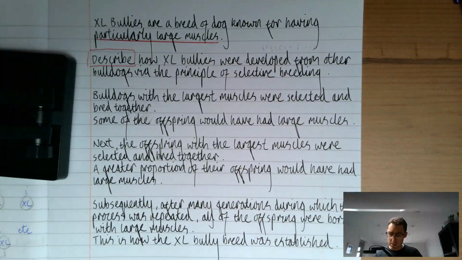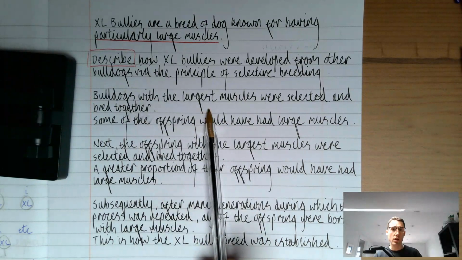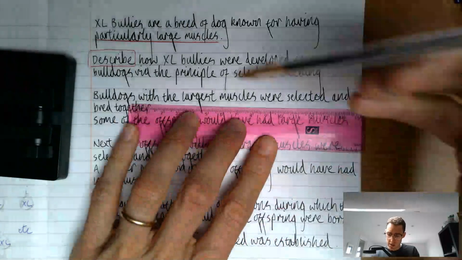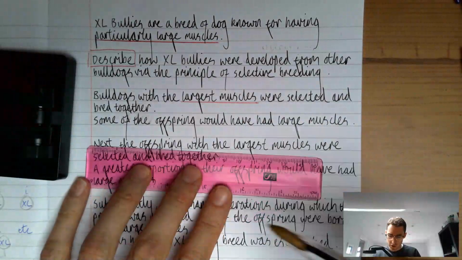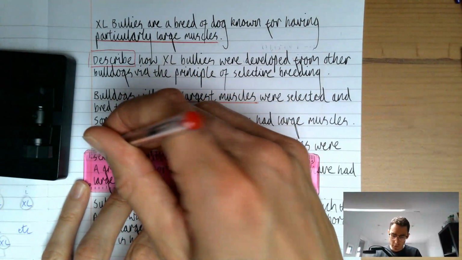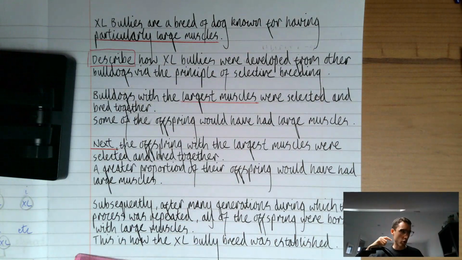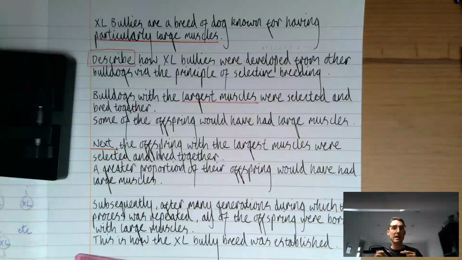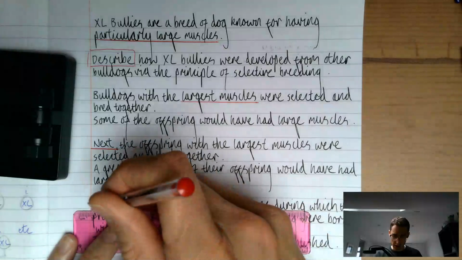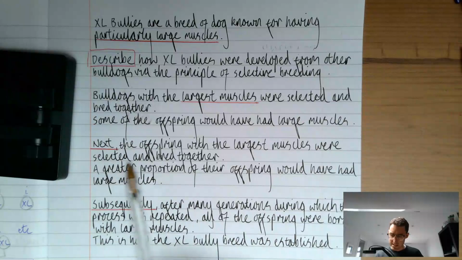And then it's this process by which we select and breed the organisms with the desired characteristics together. So in this case, it's the ones with the largest muscles. Some of the offspring would have had large muscles. Next, so this is describing, rather than it being related causally, although there is some causation in this, of course, but when we're describing, we're really writing sequentially. So we're linking ideas together with words like next and subsequently, as you can see here. And again, next, the offspring with the largest muscles were selected and bred together.